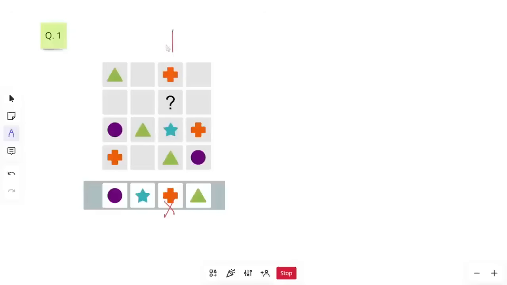Star is already there in this column. So in this column, star is already there, so star cannot come in the place of question mark also. Again, triangle is also there, so triangle also we have to eliminate. The only option that is left is circle. So after putting circle, we can see in this row, nowhere circle is coming, and in this column also nowhere circle is coming. So the circle is the correct answer for this question.